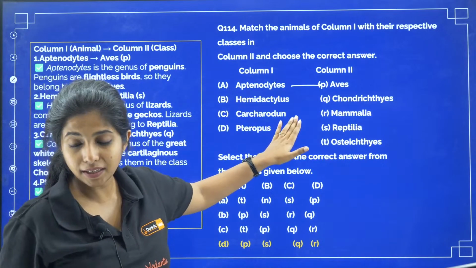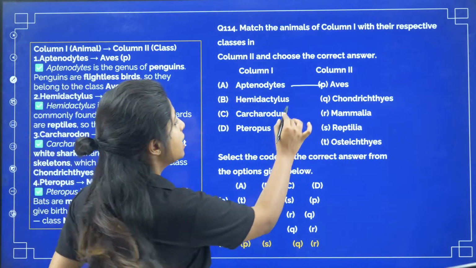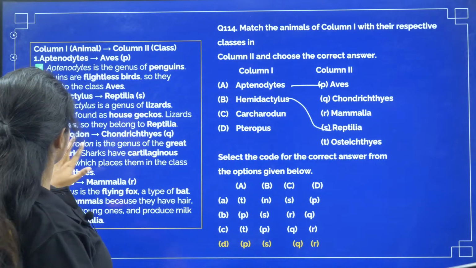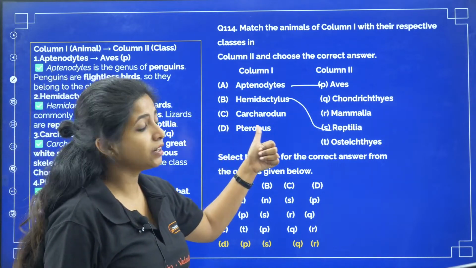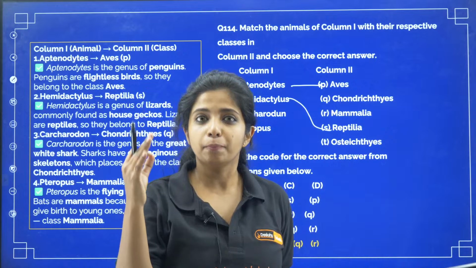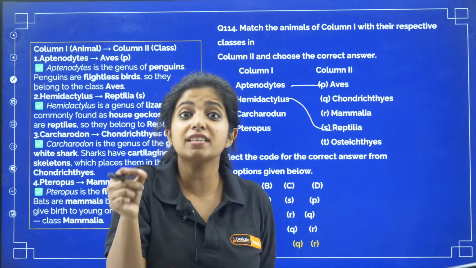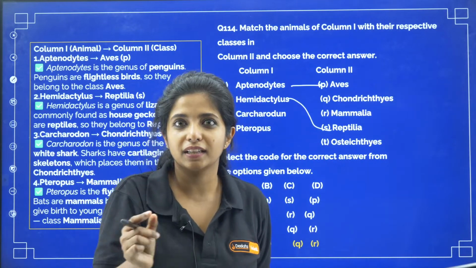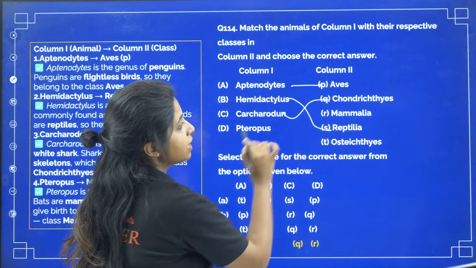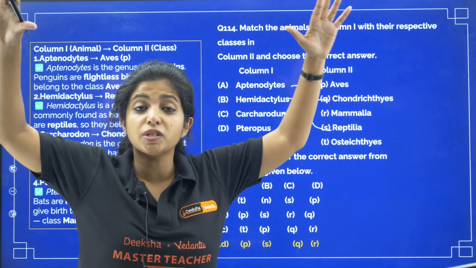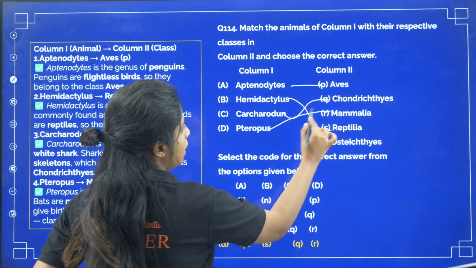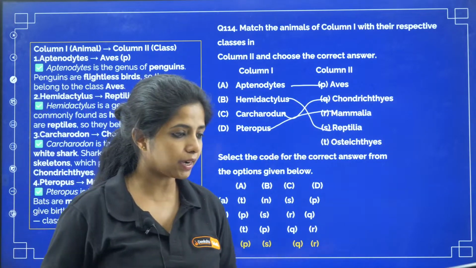Now, Hemidactylus, basically talking about lizard. Lizard comes under Reptilia. Carcharodon, my dear children, it is the great white shark. And sharks come under Pisces. And in Pisces also, sharks are under Chondrichthyes, cartilaginous fishes. So Carcharodon is basically shark and it comes under Chondrichthyes. Pteropus, the flying fox, or you call it a bat, and bat comes under Mammalia. Got it?